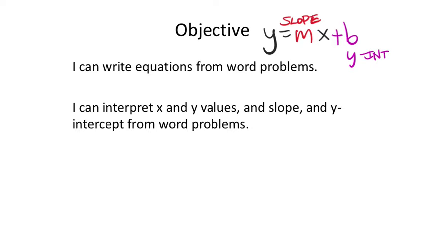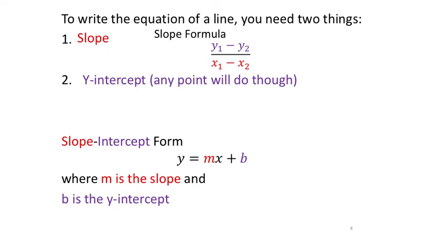So if we can just determine which of the two values depends on the other, then we know we're looking for the y value. In some situations, they won't necessarily be independent and dependent, which sometimes makes writing those equations easier, but we'll see. So the two things you need to write the equation of a line, just like we saw, is the slope and the y-intercept.